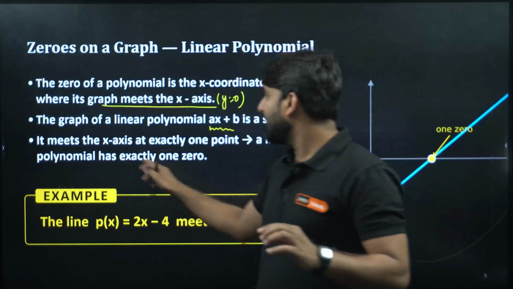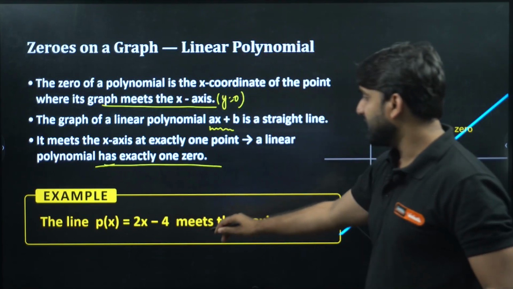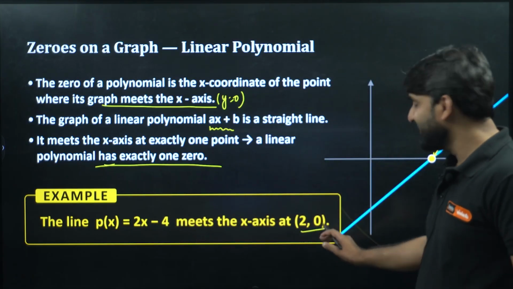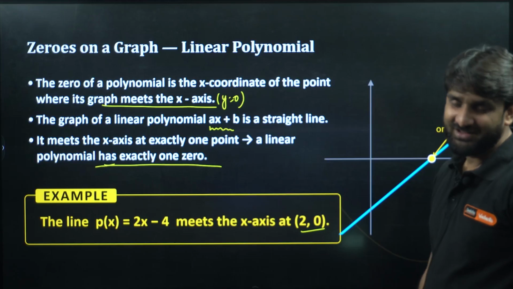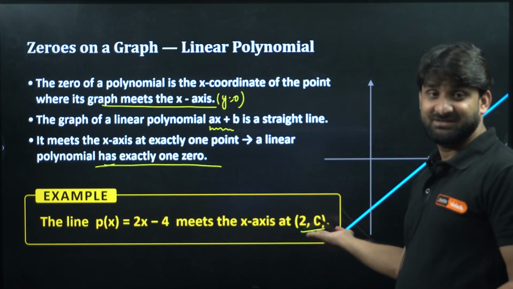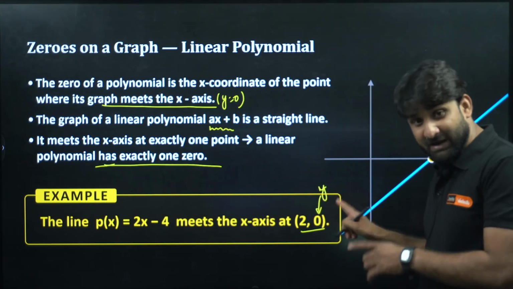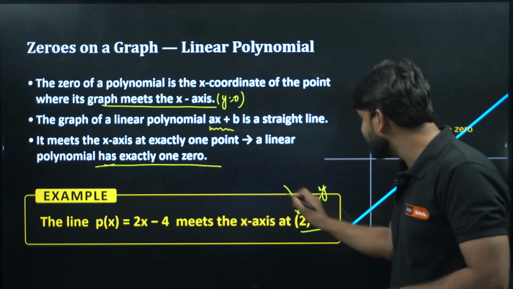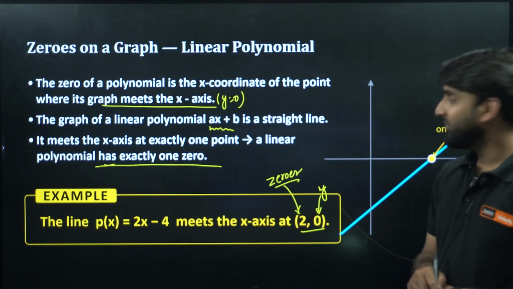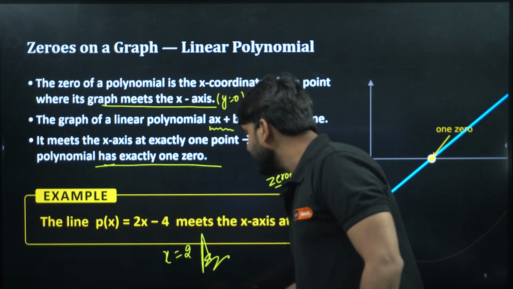A linear polynomial has exactly 1 zero. So we have an equation here. Example, the line p(x) is equal to 2x minus 4 meets the x-axis at this point. So my dear champion, everything is already given to you. If this line is meeting the x-axis, you can see the y coordinate is 0, and if the y coordinate is 0, this x will be the zero. Why? Because the y coordinate is 0. So here x is equal to 2. This is the answer.